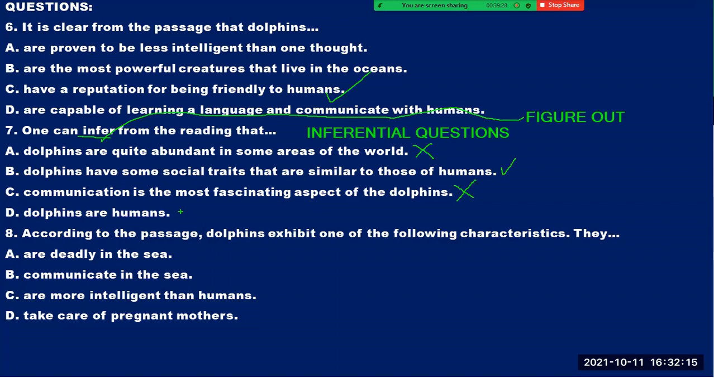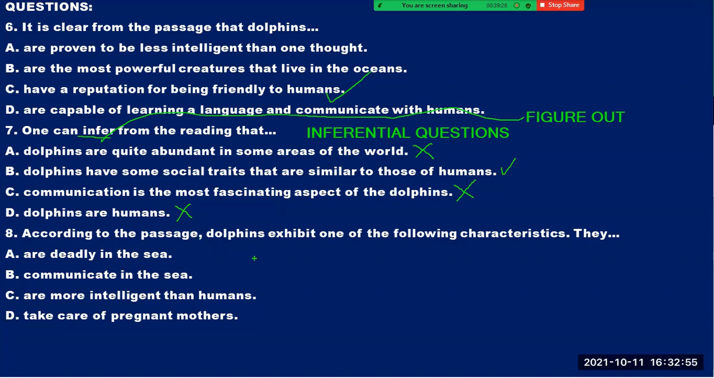Then dolphins are humans. Absolutely wrong. There is no information like that in the passage. So using the elimination method, you can even get the answer correctly, because once you eliminate the wrong ones, you are only left with the correct one. So even when you are not sure of the exact correct answer, once you can identify the wrong ones that contradict the information you have in the passage, once you eliminate them, you'll be left with the one that is correct. Now, question number 8.